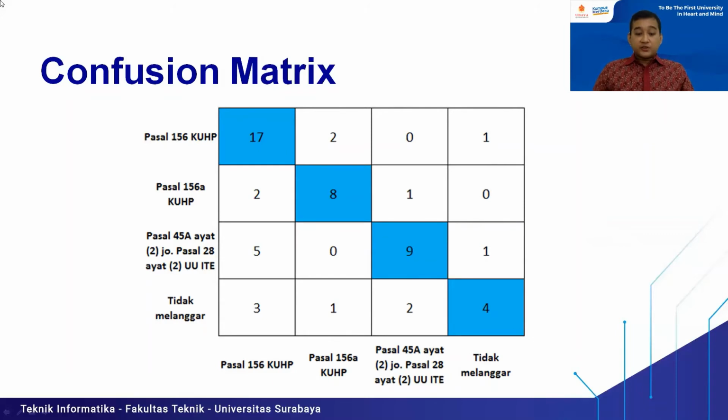Okay, this is a confusion matrix from the model validation of the KNN method with a K value of 10. Based on this confusion matrix, the testing data that was classified correctly amounts to 38 tweets.